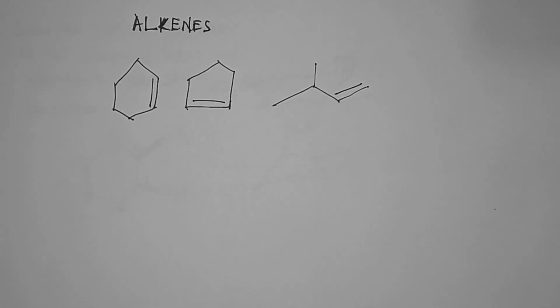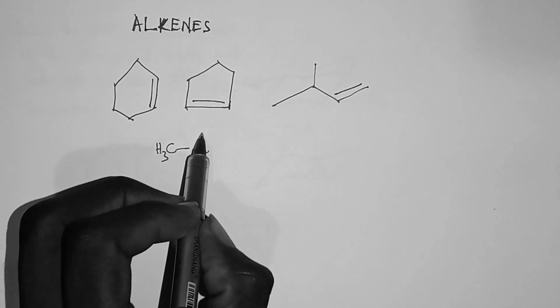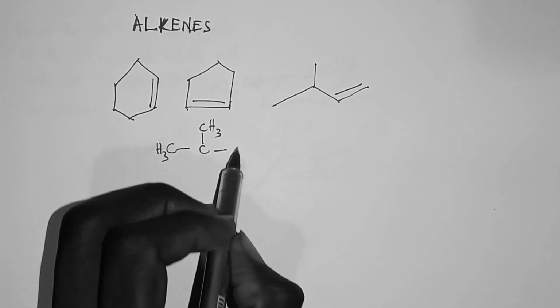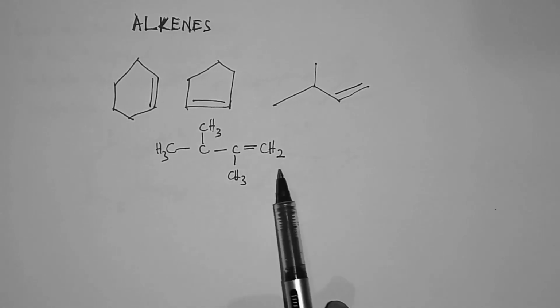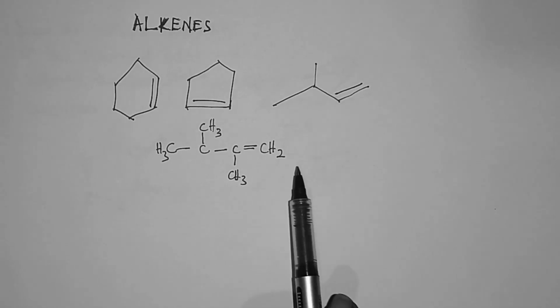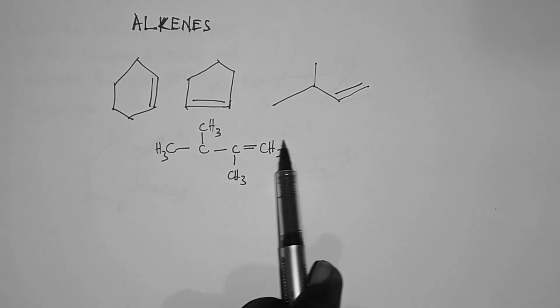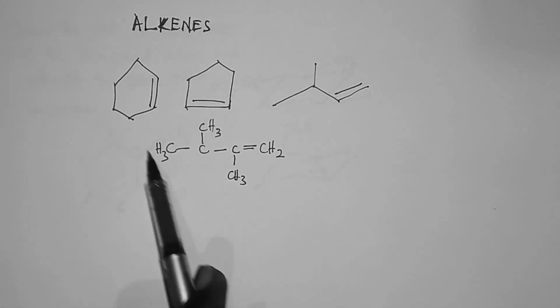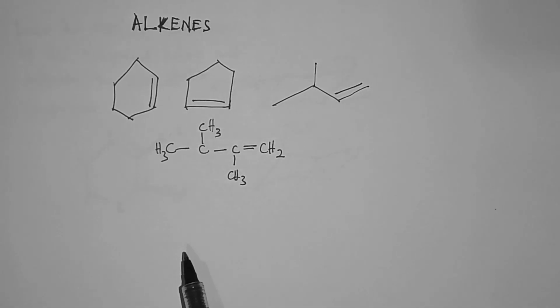Now let's talk about the nomenclature of alkenes. How do you name alkenes? For example, take this alkene. How do you name this alkene? Naming alkenes is similar to naming alkanes. So the first thing is to determine the parent chain. However, since it is an alkene, the parent chain must always contain the double bond. And you see that in this case, this becomes the parent chain because this is the longest chain that contains the double bond. Any other thing attached to the parent chain becomes the substituent.